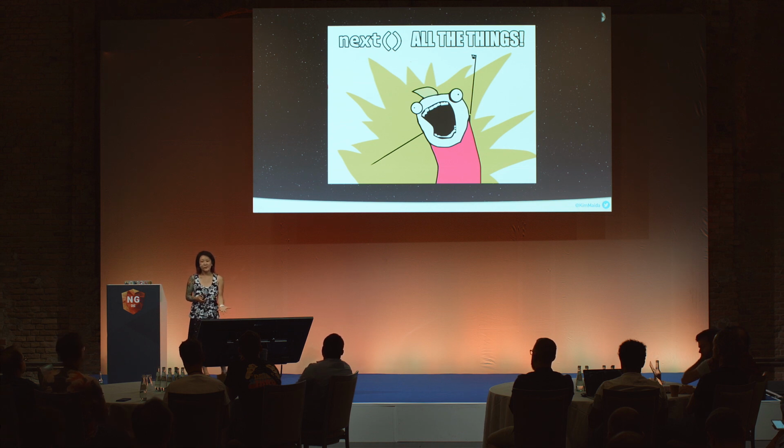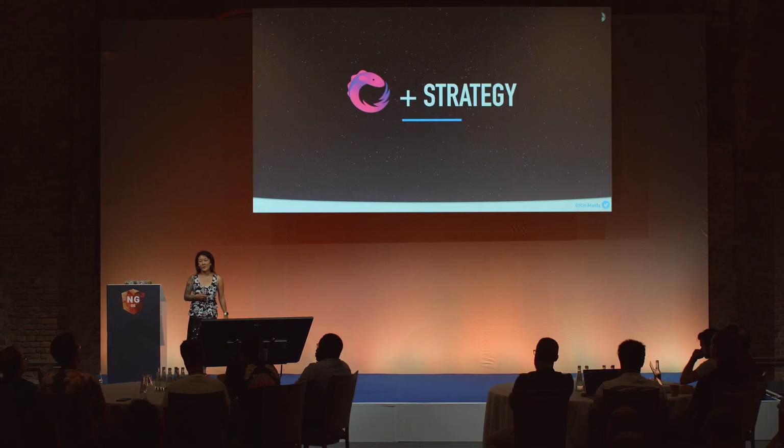it can induce what I like to call a reactive power trip, where they're able to just run next all over the application anytime they want to update the store, and they're super happy, and it turns into a huge mess. All right? So when it comes to managing state reactively with RxJS, you really want to have some kind of strategy in place for your team, because with great power comes great responsibility. We don't want to next all the things.